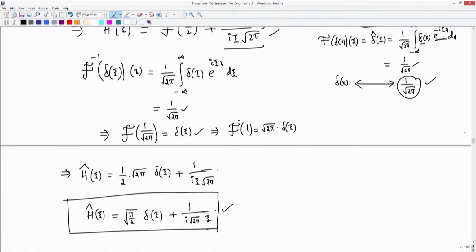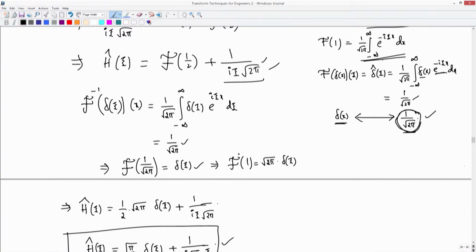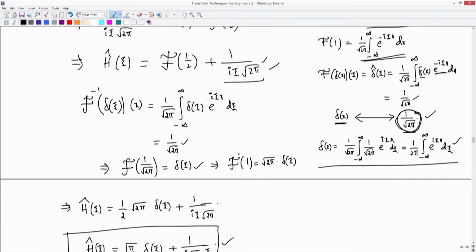So, the Fourier transformation of the delta function goes to 1 by root 2 pi, and the inverse transformation of 1 by root 2 pi will come back to the delta function. So, directly if you calculate the inverse transformation of 1 by root 2 pi, which is 1 by root 2 pi integral from minus infinity to infinity of 1 by root 2 pi times e power i xi x, that is the inverse transformation, which you think of as the delta function, right. So, this is actually 1 by 2 pi integral from minus infinity to infinity of e power i xi x d xi. So, this is another form for the delta function. Another representation of the delta function is this oscillatory function e power i xi x integrated from minus infinity to infinity.